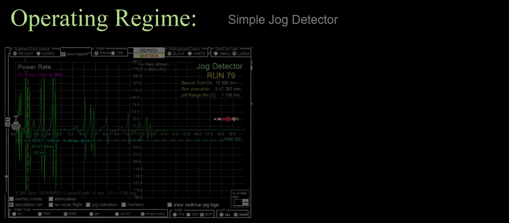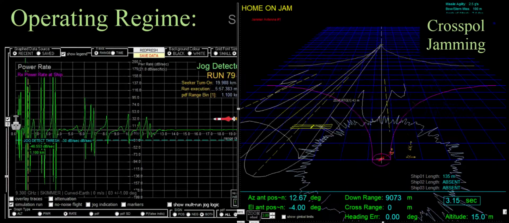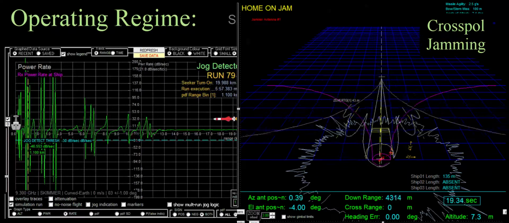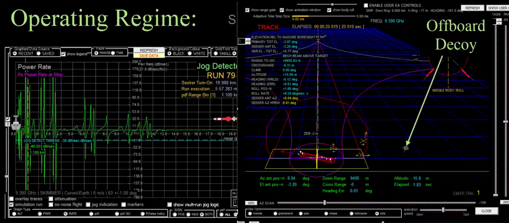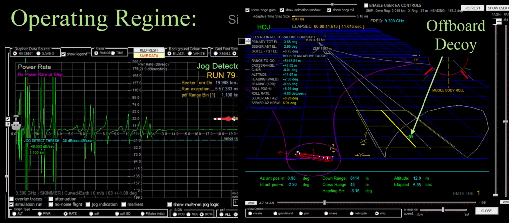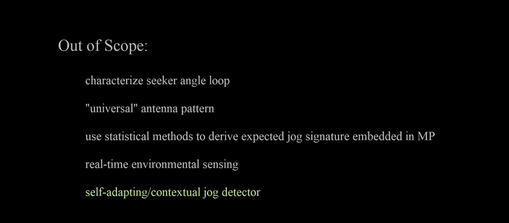The jog detector has an operating regime because the power rate caused by multipath is a function of range, whereas the power rate caused by ECM is not a function of range in the case of, for example, cross-pole jamming, although technically it is a function of range if the angle error is caused by, or the jog is caused by, an off-board decoy. Now, treating issues like this is outside the scope of this video, but this little discussion gives an idea of where the thinking and the design needs to go. Anyway, this video does not cover step 5.